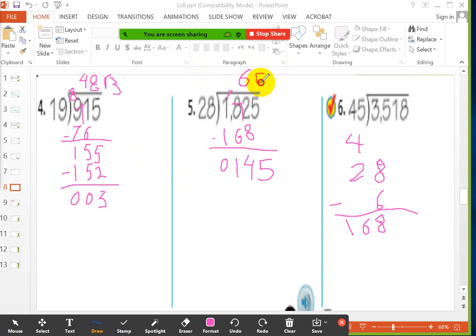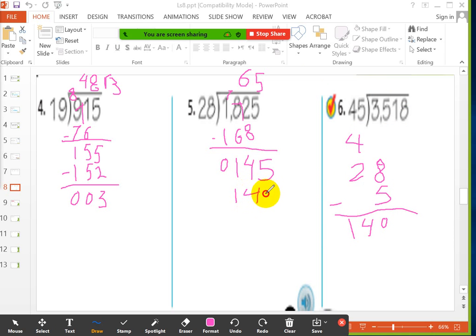It will be 5. Now I will multiply 5 with 28. What is the answer? Let's find the answer. 5 multiply 8 equals what? 5 multiply 8 equals 40. So I will put 0 here and 4 above the tens. 5 multiply 2 equals 10 plus 4 equals 14. So the number will be what?